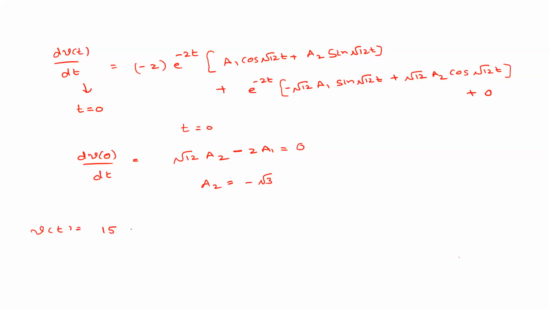So we have 15 plus, what is the first term? A1, right? So both are with minus. So 15 minus, I'm writing minus here, 3 into cos root 12t plus root 3 into sine root 12t. Is this correct? Into e to the power of minus 2t.